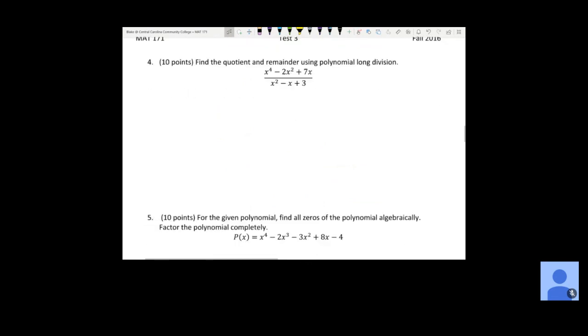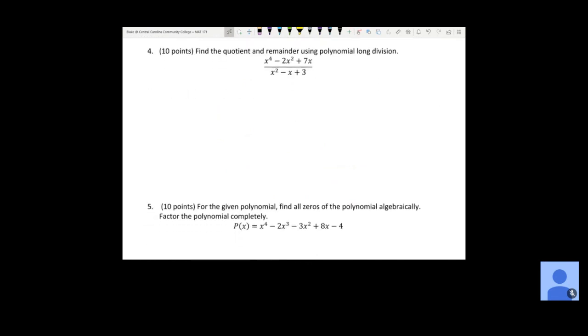All right, let's take a look at number 4. So we want to find quotient and remainder, and we want to use long division this time, right? So this one you have to, because we can't use synthetic on this. So I know the x squared minus x plus 3 is going to go on the outside. So I'll go ahead and put that out here. All right, and so then what are we going to put on the inside?